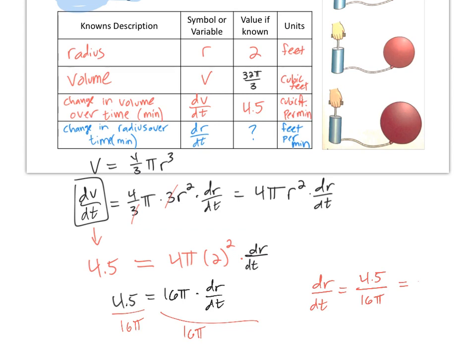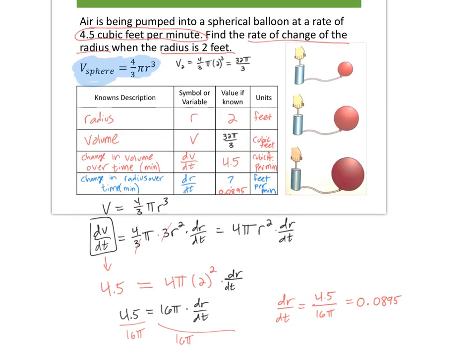You'd get 0.0895, and that would be feet per minute. So, to summarize, when the radius is 2 feet, if I'm pumping air in at a constant rate of 4.5, my balloon expands at a speed of 0.0895 feet per minute. That's probably less than an inch per minute.